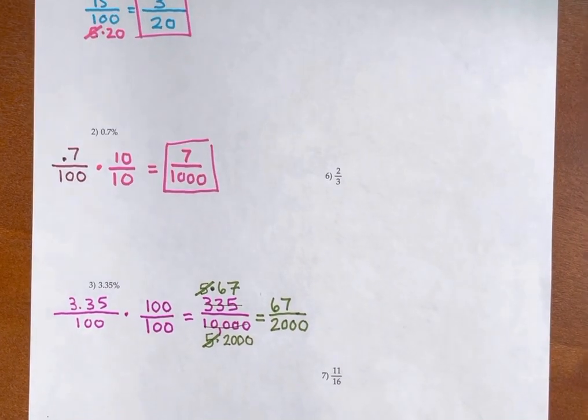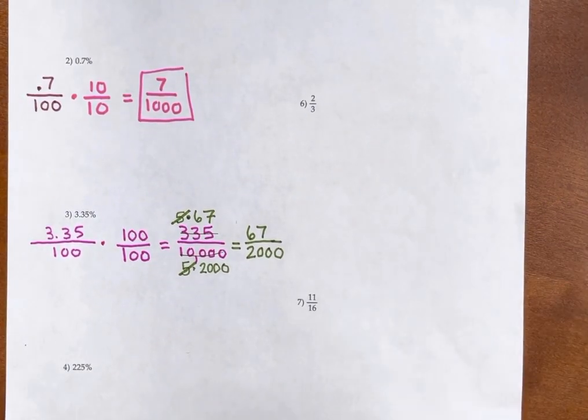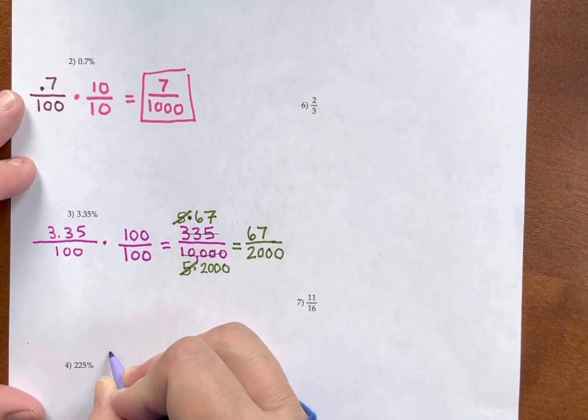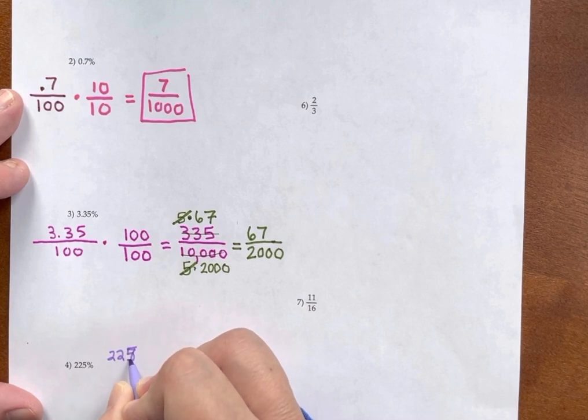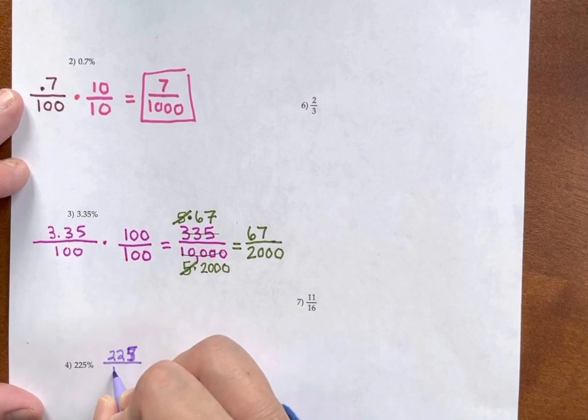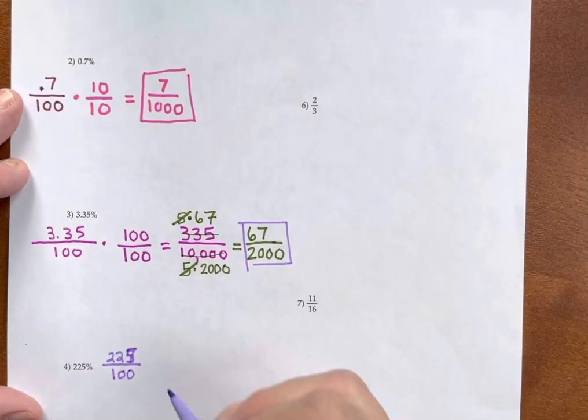All right, we have one more of these on this column. And it says to take 225%. And our goal again is to put that in a reduced fraction form. So I'm going to say that this is the same as 225 over 100. Box off that last answer.